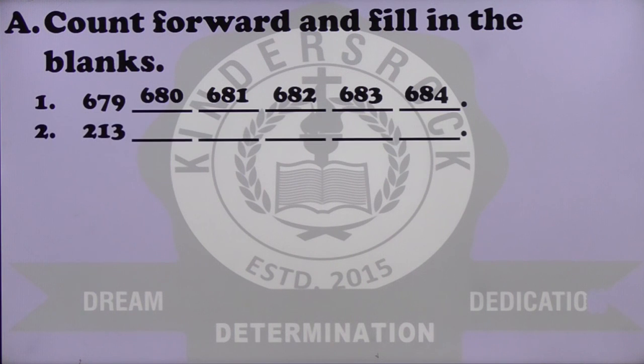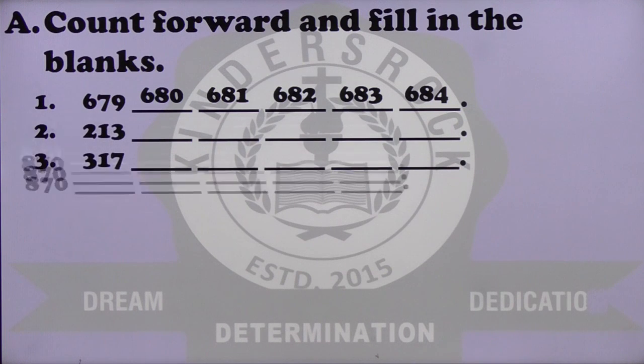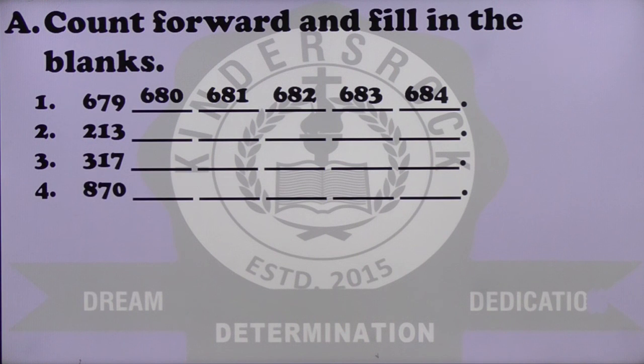Similarly, you will have to write the 5 numbers that come after 213, and then 317, and then 870. 213 के बाद के 5 नंबर, 317 के बाद के 5 नंबर और 870 के बाद के 5 नंबर आपको यहाँ पर ब्लैंक्स में भरने हैं.